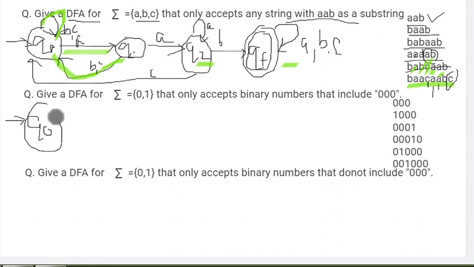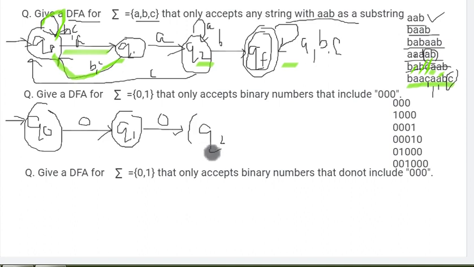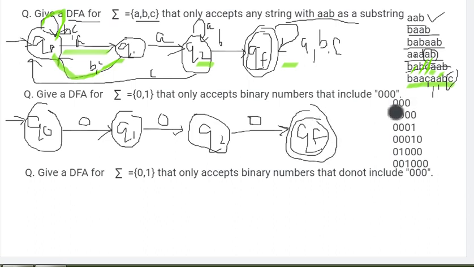At Q0, if 0 is coming, it can move to the next state, that is Q1 state. At Q1, if 0 is coming, it can move to the next state. 3 zeros are required, right? So at Q2, if 0 is coming, it must reach, that is our machine must halt, that is our final state. So we will represent it by 2. Okay, so my first test is over.